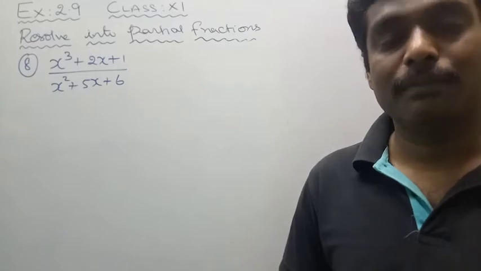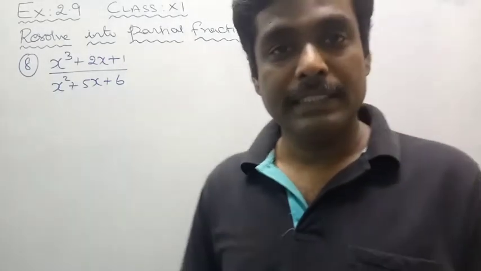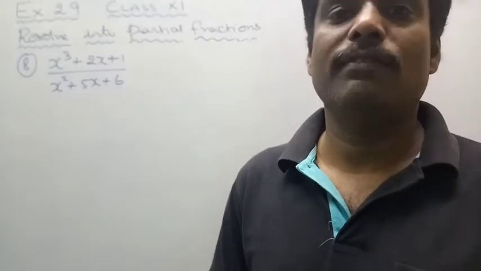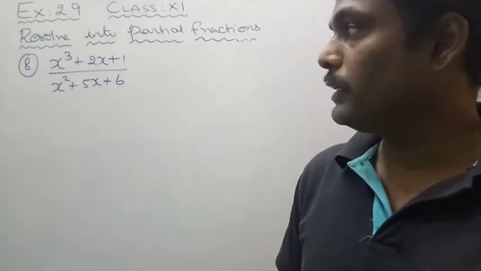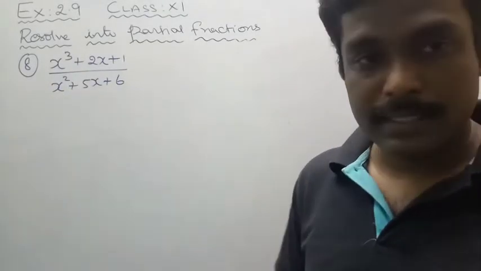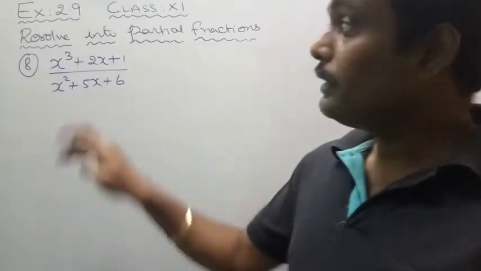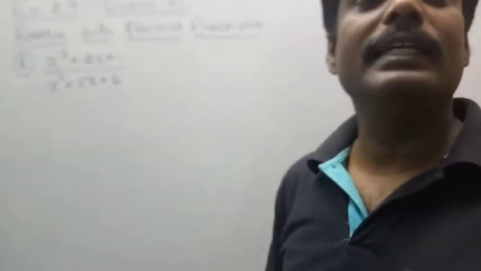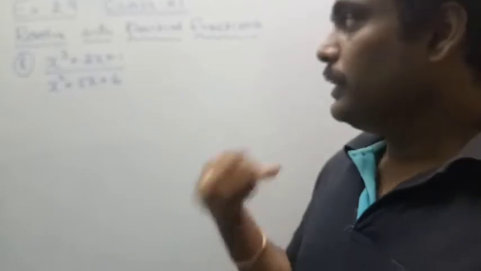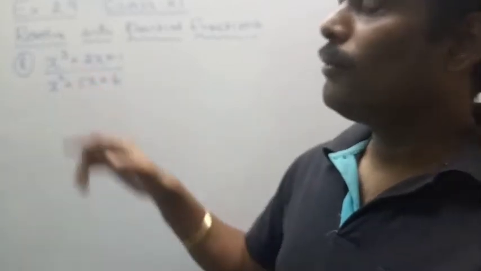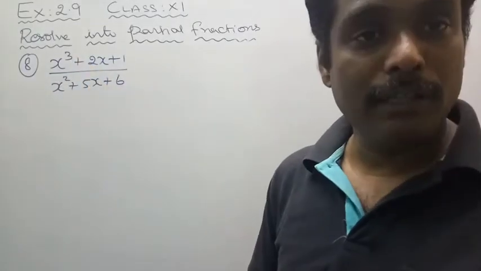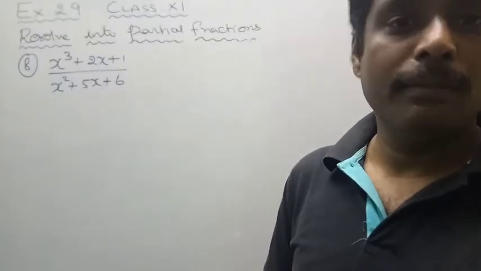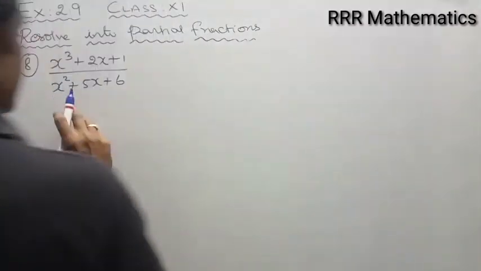Today we will discuss chapter 2, basic algebra, exercise 2.9, resolve into partial fractions. Question number 8: we have x cube plus 2x plus 1 divided by x square plus 5x plus 6. In this case, the degree of the numerator is greater than the degree of the denominator. If the degree of the numerator and denominator are equal, or the degree of the numerator is greater than the denominator, you want to use the long division method. So here I am going to apply the long division method.